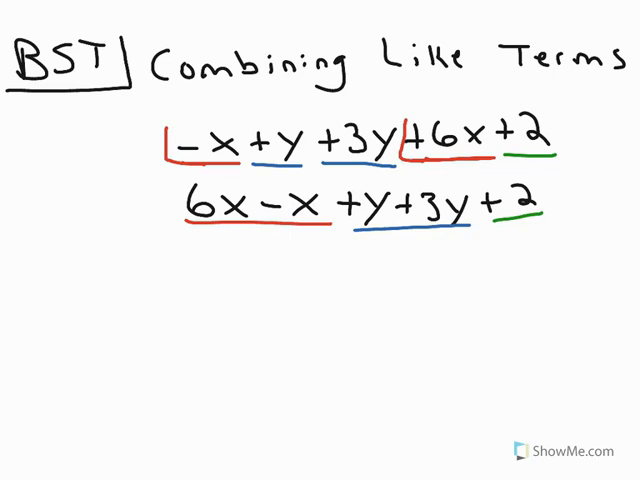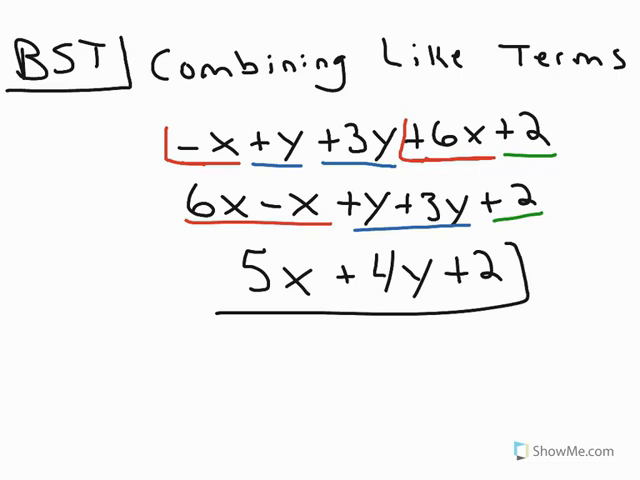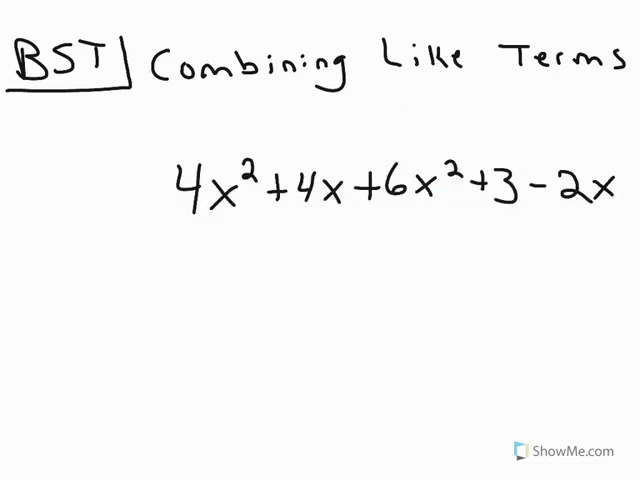So now you just do simple addition and subtraction. So 6x minus 1x would just be 5x. Then 1y plus 3y would be 4y. And then we just keep the 2. So that's a very basic combining like terms problem.